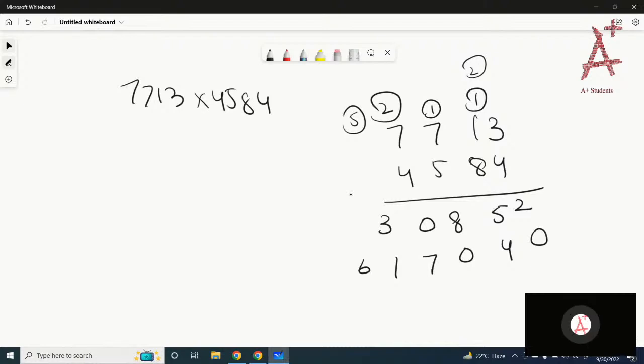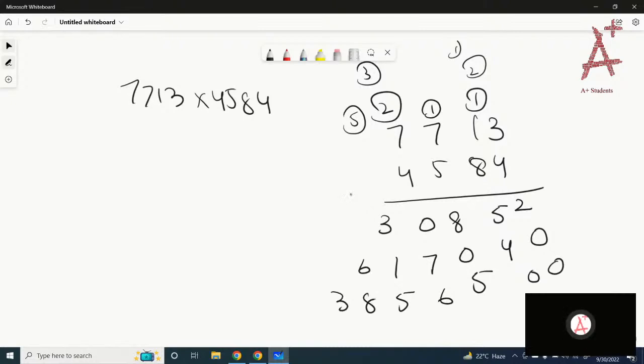Now let's just multiply with the 5. 5 is at the hundreds position, so start writing from the hundreds position. 5 times 3 is 15. Write 5 and carry 1. 5 times 1 is 5, and 1 is 6. 5 times 7 is 35. Write 5 and carry 3. 5 times 7 is 35, 36, 37, 38.